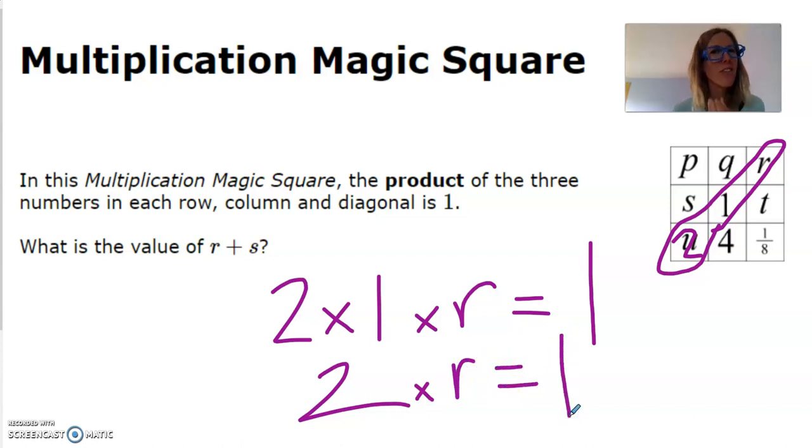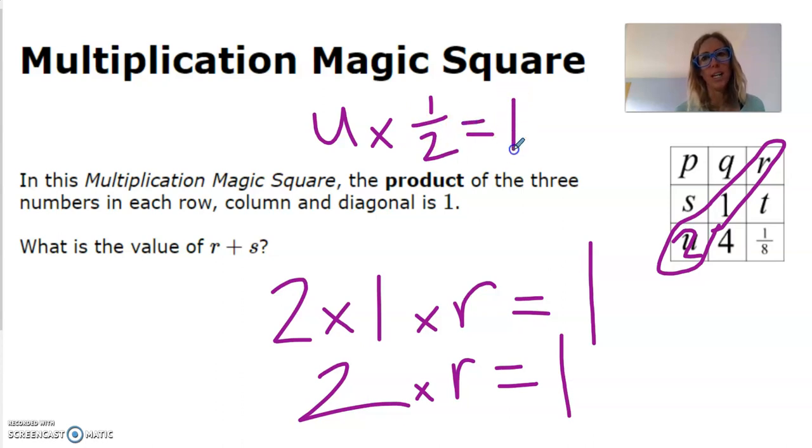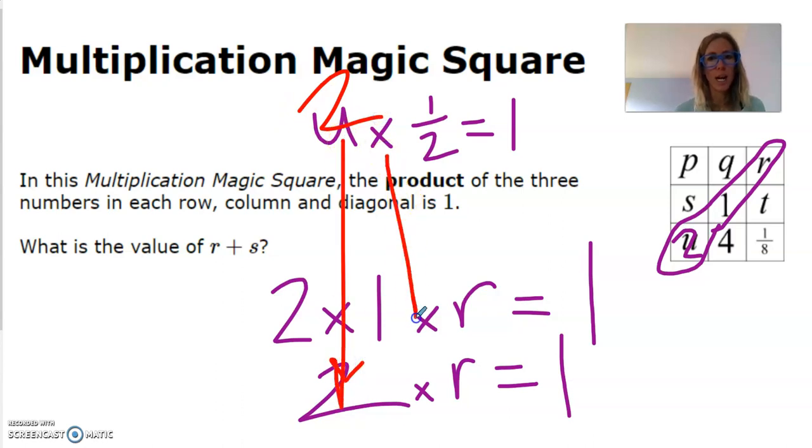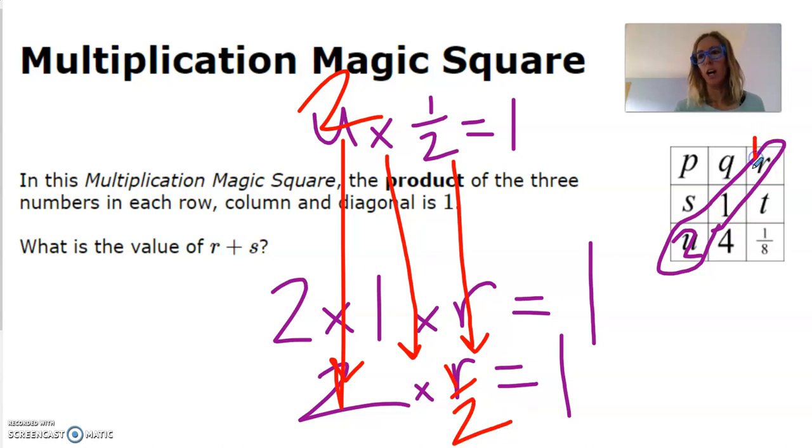Hey, this looks familiar because in the last one we had U times 1/2 equals 1, and U ended up being 2. Now look what we have here. 2 times something gives me 1. Well, 2 groups of 1/2. So there we have it. R is 1/2. Cha-ching!